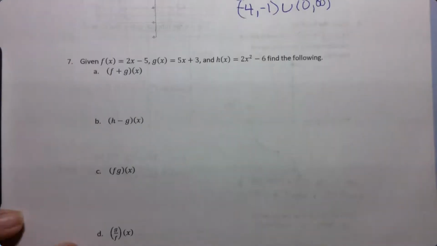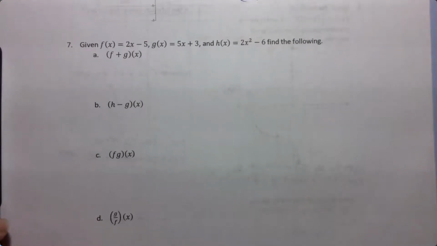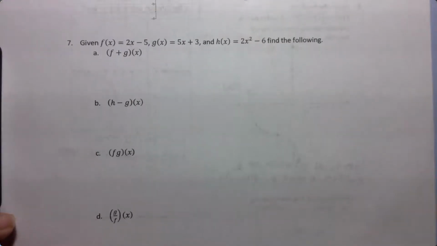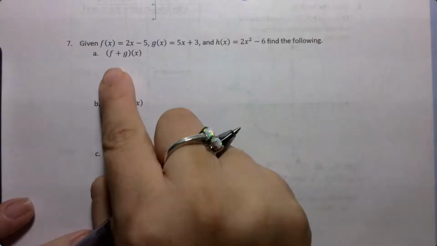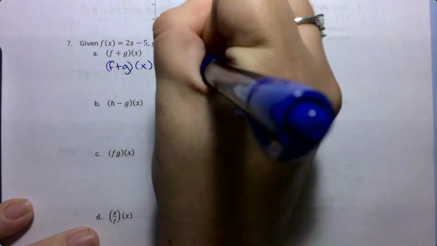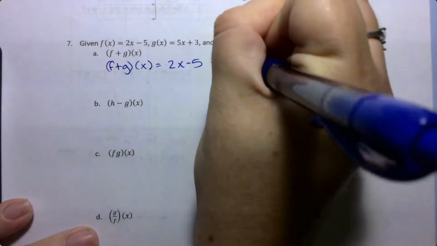Okay, my final question gives me 3 functions and then asks me to do 5 different things. The first one is to add f and g. So I want to add these 2 functions together. I'm adding 2x minus 5 and 5x plus 3.